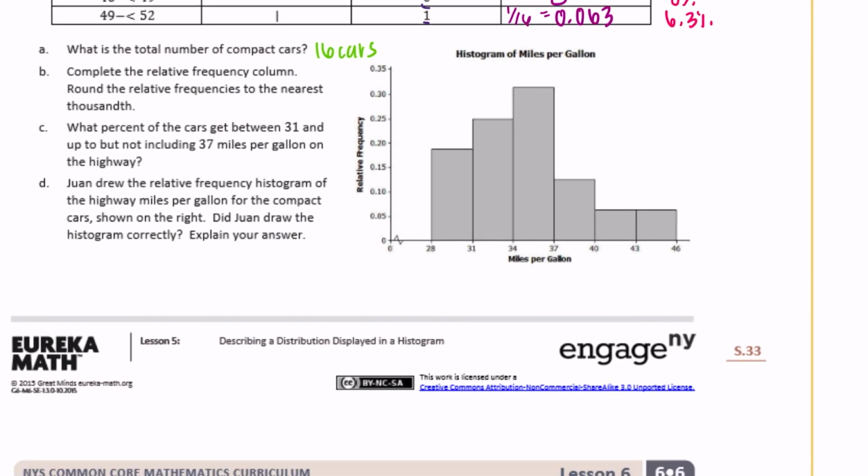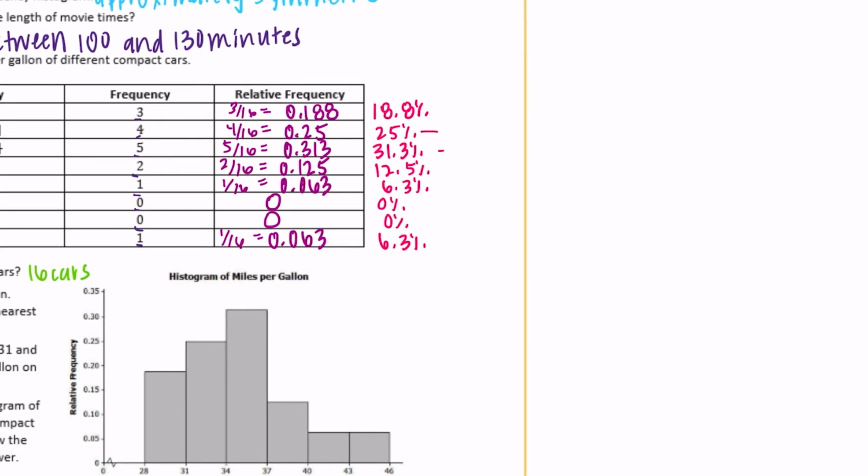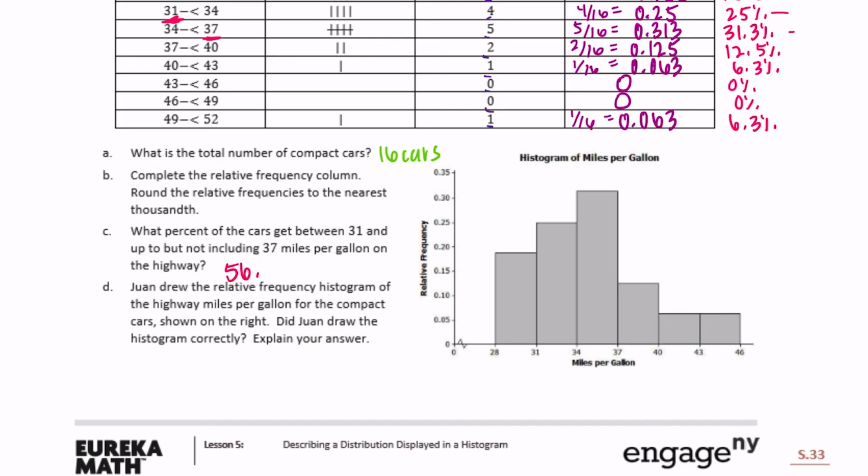C, what percent of the cars get between 31 and up to, but not including, 37 miles per gallon? So between 31, let's see, here's 31, and up to, but not including 37. So up to here. So that would be 25, 31 and 3/10. Let's do 25 plus 31 and 3/10 would be 56 and 3/10%. Get between 31 and 36 miles per gallon.